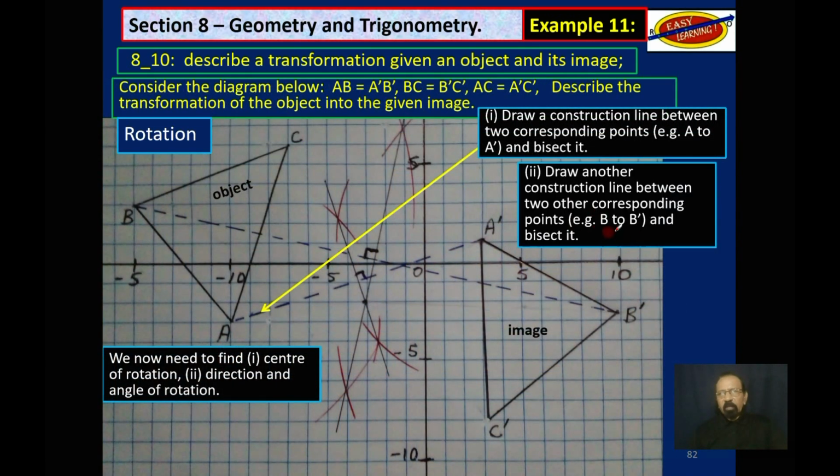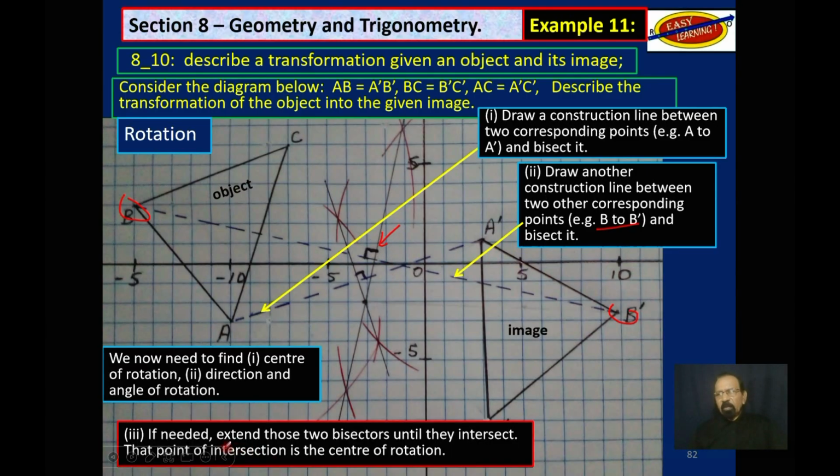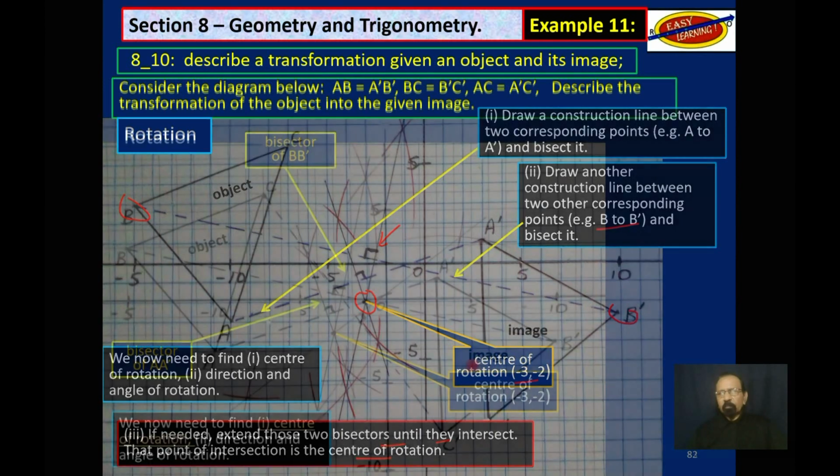Do the same thing with another 2 corresponding points, B and B prime, and bisect. This is the line, and that is the bisector. Now, if needed, extend those 2 bisectors until they intersect. The point of intersection is the center of rotation. Here, the center of rotation is -3, -2.